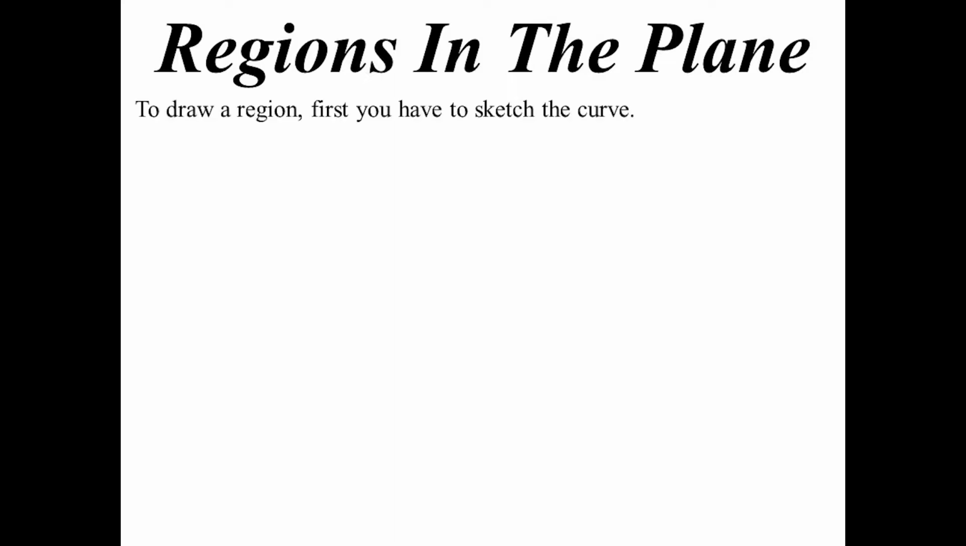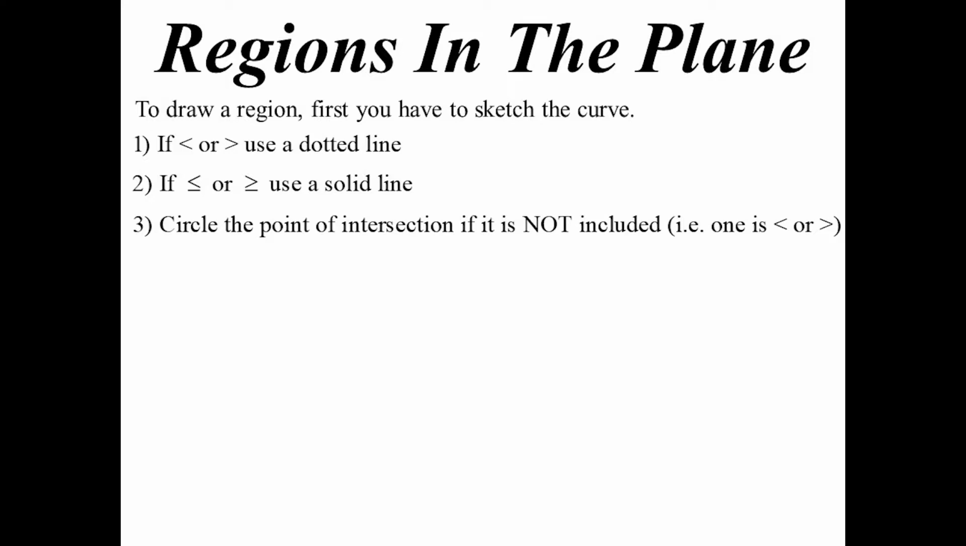So to do our regions, obviously the first thing we've got to do is sketch the curve itself, because that will be the boundary, much like on the number line we use the dots to represent the boundary. If it's just less than or greater than, remember we just dot the boundary to indicate not included. If it is included, then we draw a solid line to say the boundary, yes, that is included. Now, if the point of intersection is not included, then just like we did on the number line, we would have a hollow circle at that point.